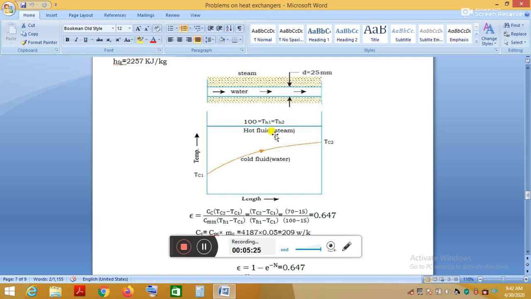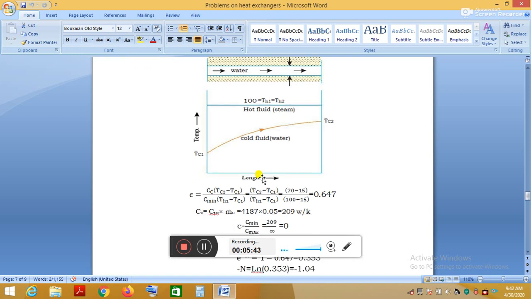Therefore, the heat capacity of the hot fluid can be considered as C maximum in this case, and the heat capacity of the cold fluid can be considered as minimum as it undergoes the temperature change. Assuming the cold fluid is having minimum heat capacity, the equation for the effectiveness becomes Tc2 minus Tc1 divided by Th1 minus Tc1. Substituting all the four temperatures, we will get the effectiveness.